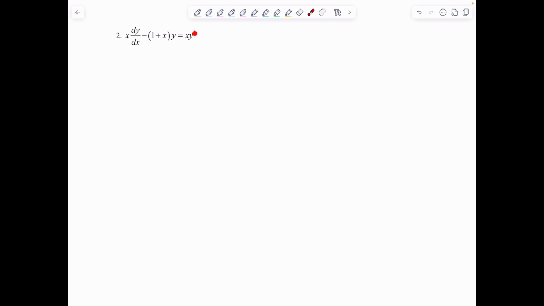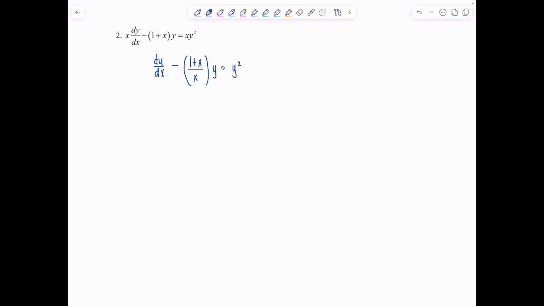It won't affect things this time, but other times it might. So just get in that habit, divide through by x first, okay? So we'll have here dy/dx minus (1 plus x)/x times y equals, and then we just have y squared.